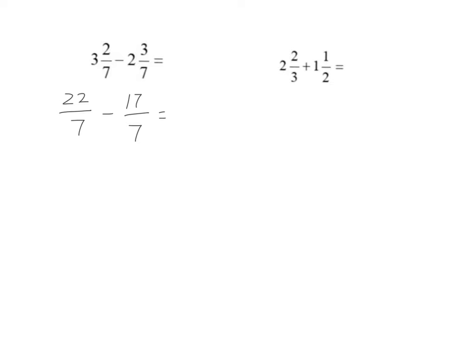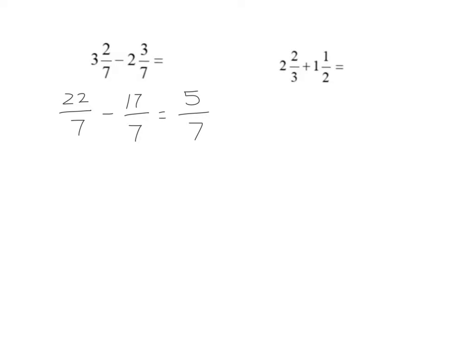Now because my denominators are the same, I don't have to do anything with them. I just have to figure out what 22 minus 17 is, which is 5. So my answer is 5/7, which is a whole lot easier than working it as a mixed number. Let's try the next one.